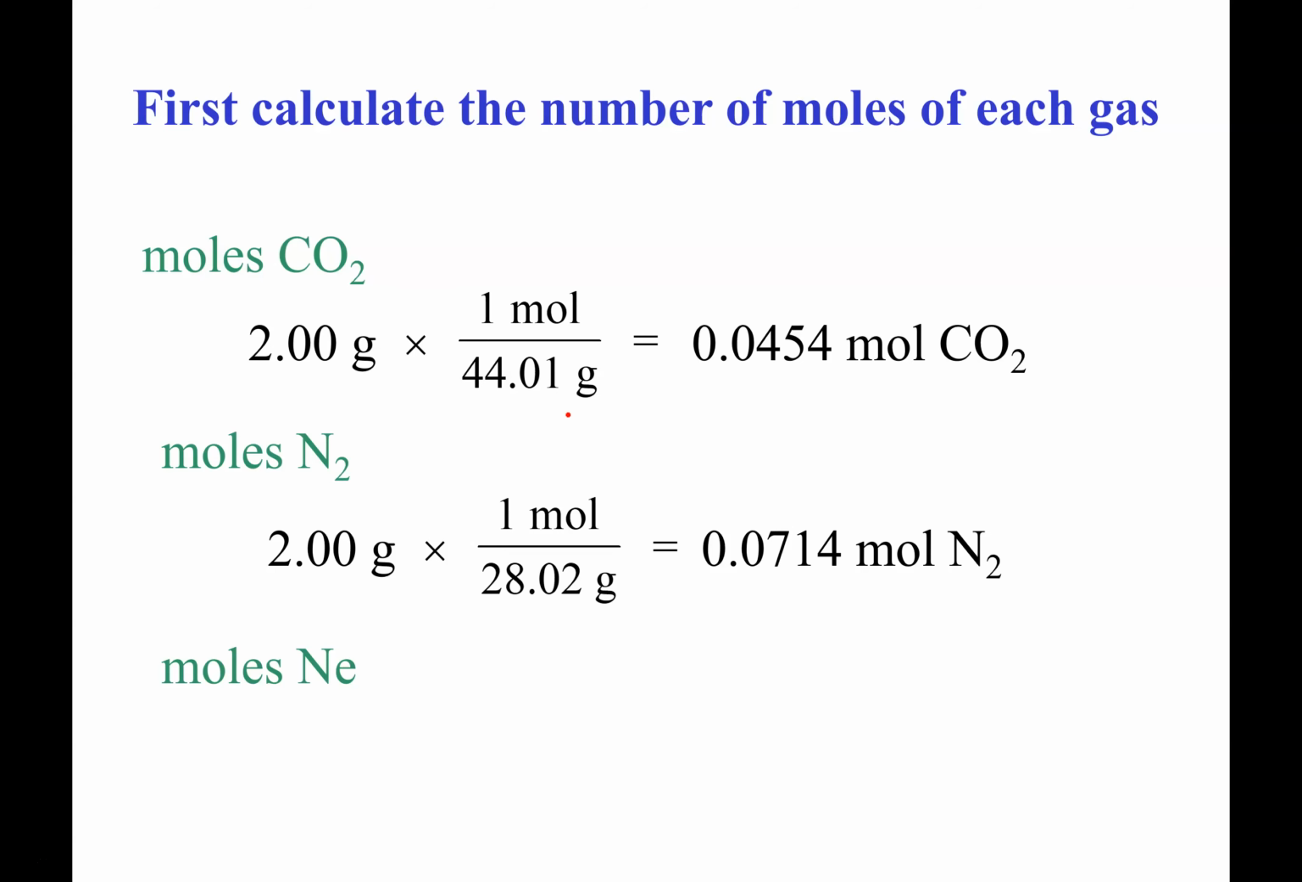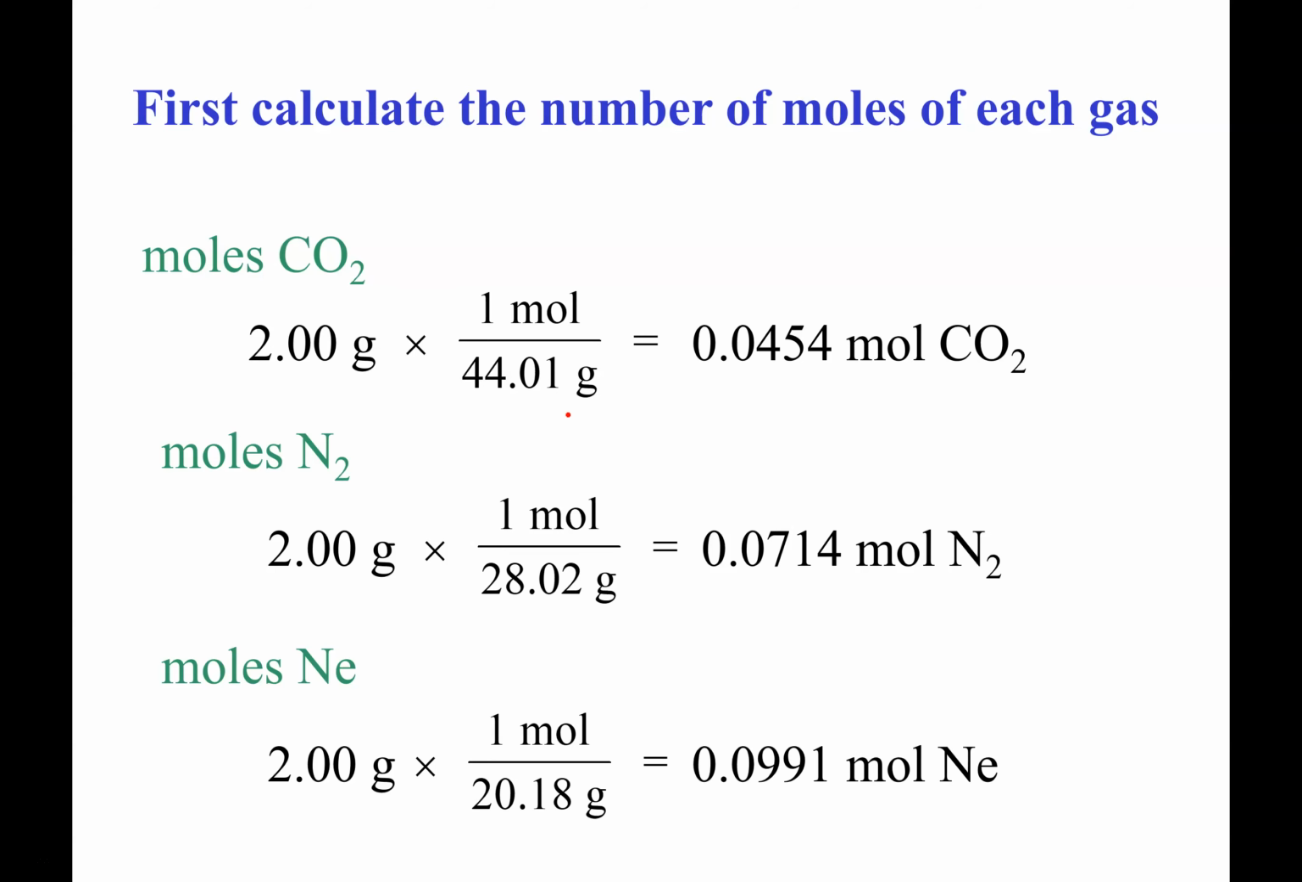And then we just need to go to the periodic table and look up neon. 20.18. So 2 grams of neon times 1 mole over 20.18 grams. 3 sig figs, you're looking at 0.0991 moles of neon.